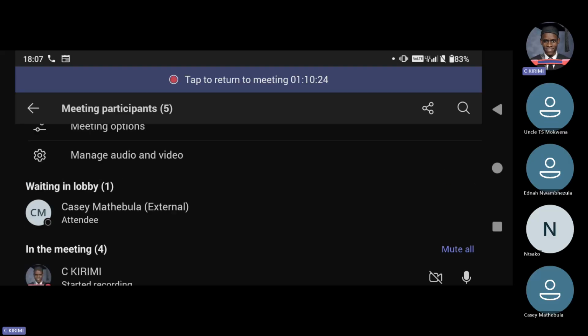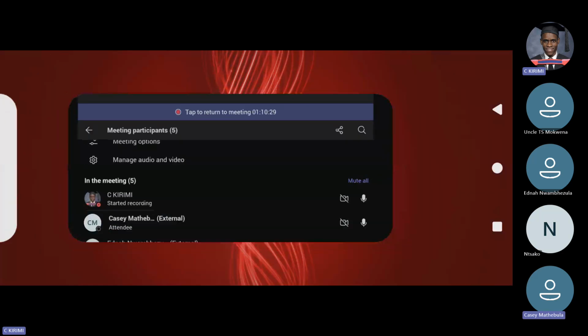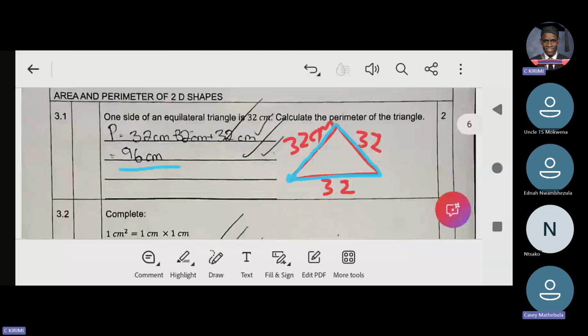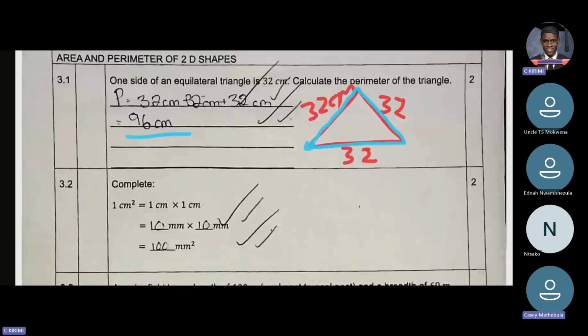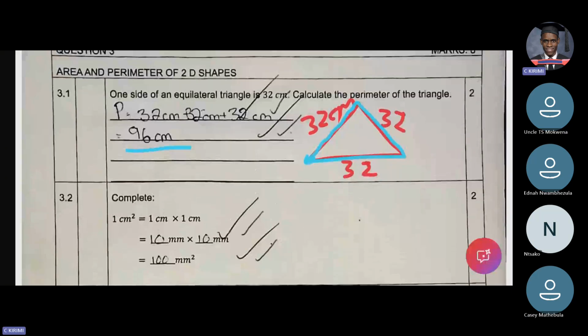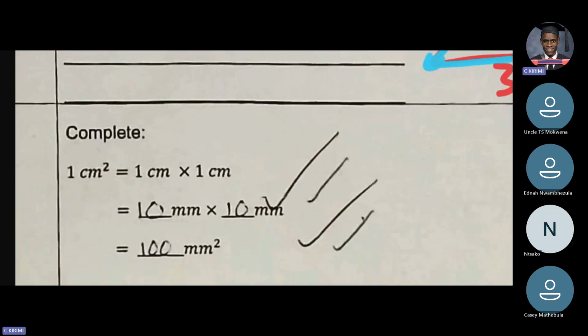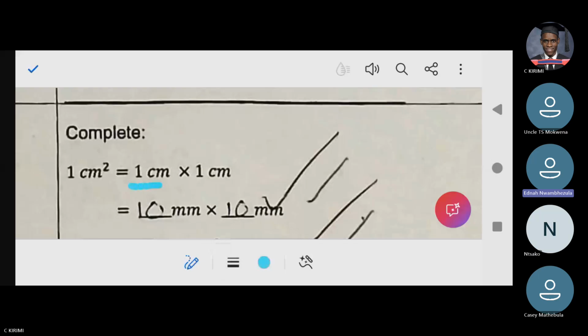There are others, I think they were late. Let's see. All right. Then for number 3.2, it's saying 1 square centimeter, it means 1 centimeter times 1 centimeter. 1 times 1 is 1. Centimeter times centimeter is square centimeter.